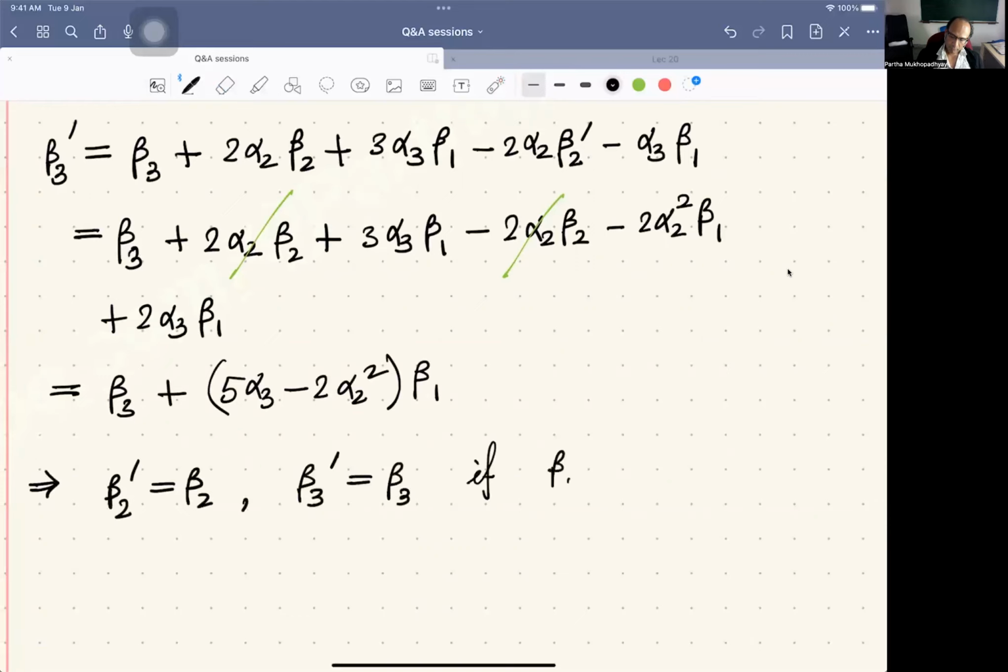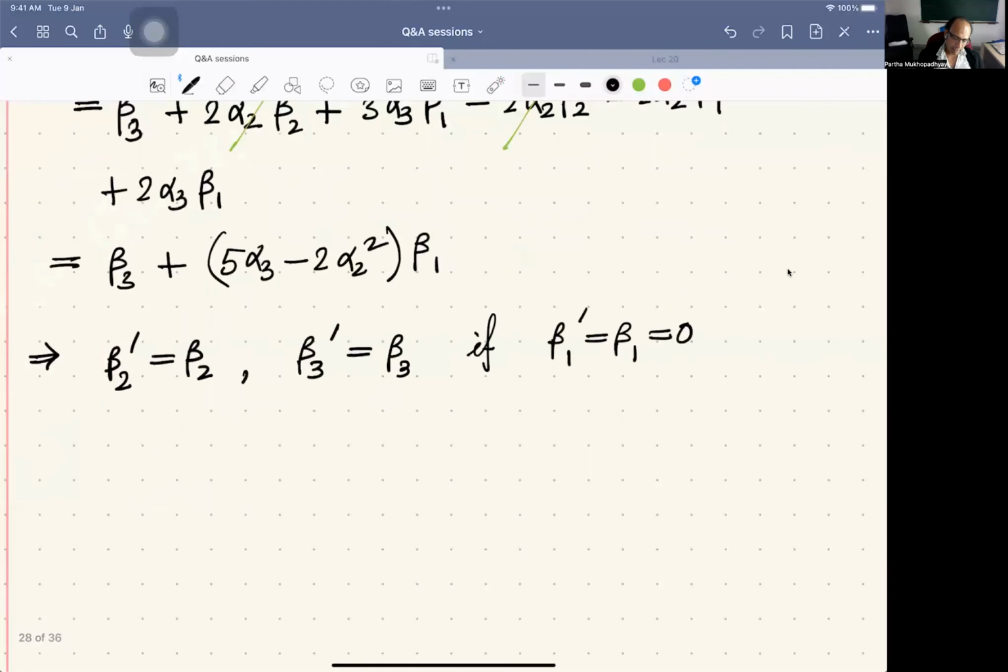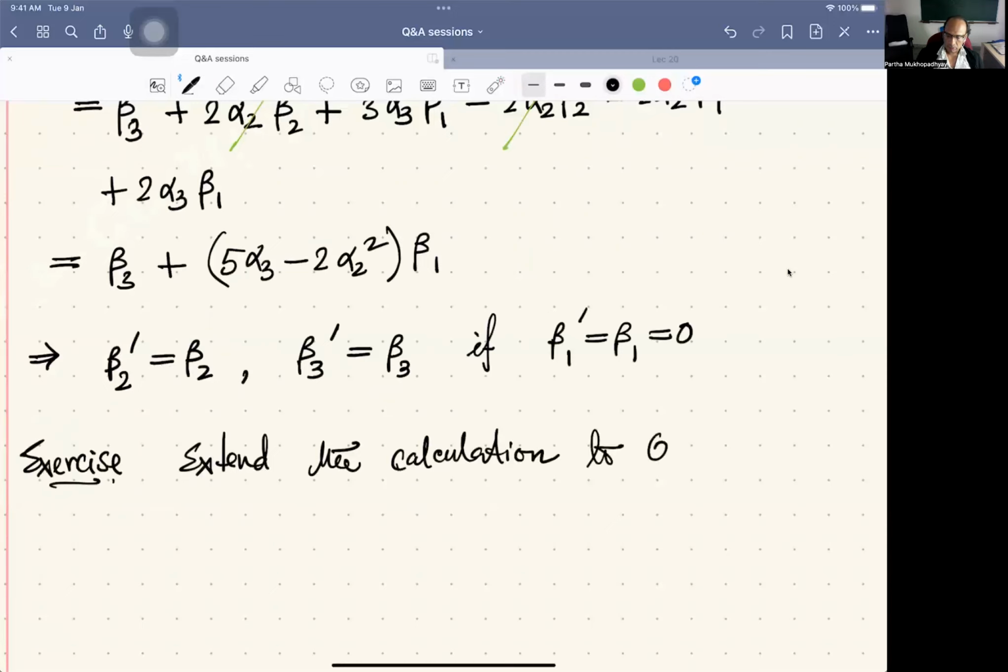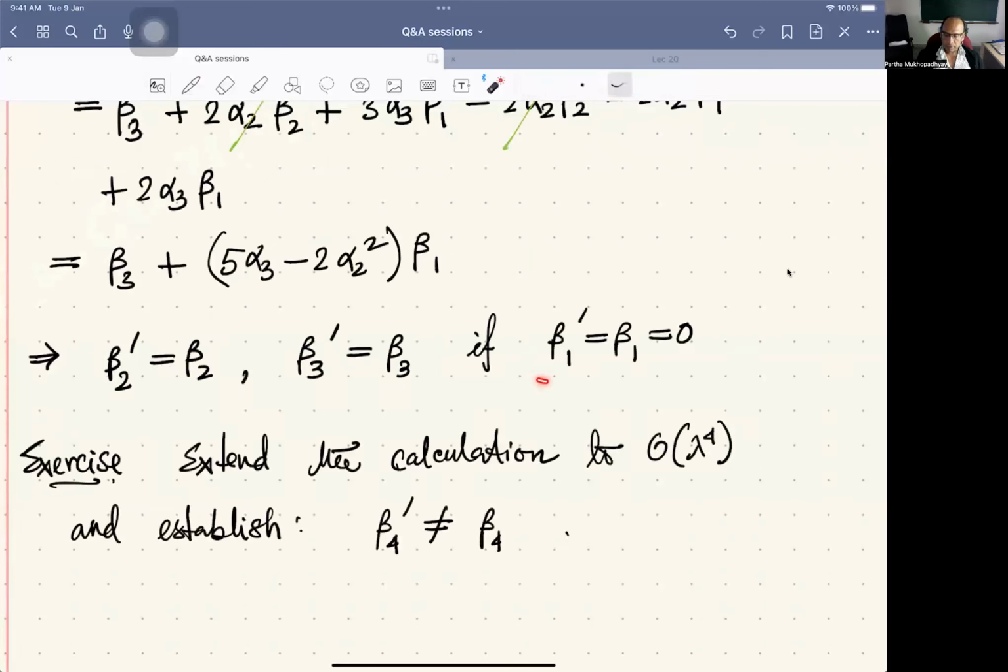If beta 1 prime is equal to beta 1 is equal to 0. Now, as an exercise, extend the calculation to order lambda to the power 4 and establish that beta 4 prime is not equal to beta 4, even if this is true. Okay.